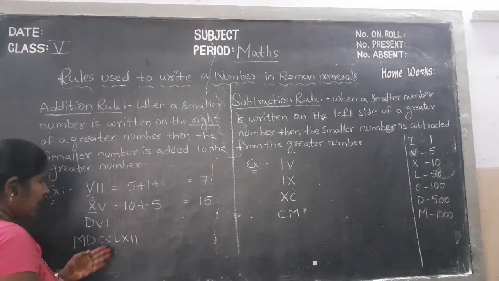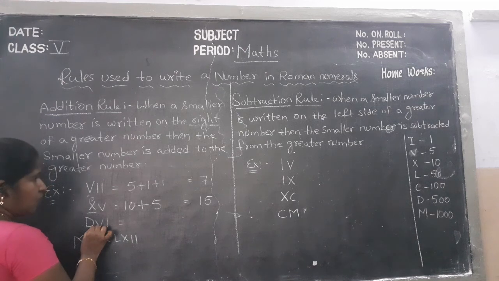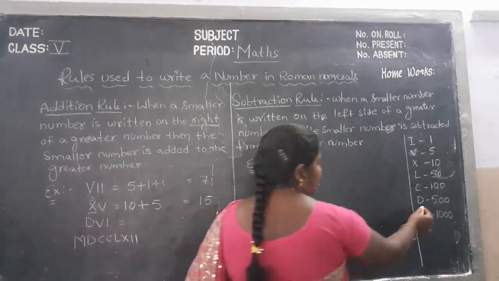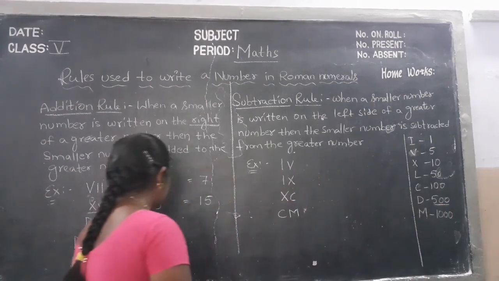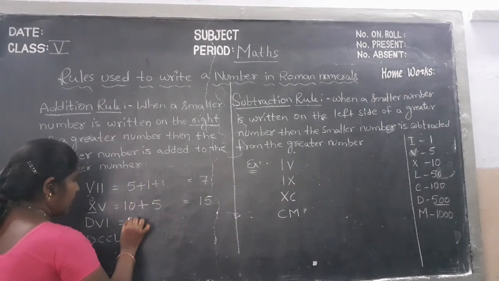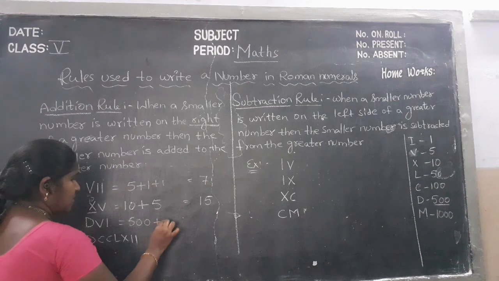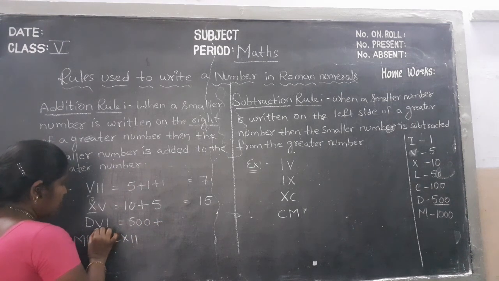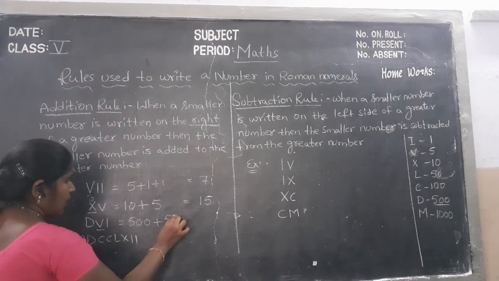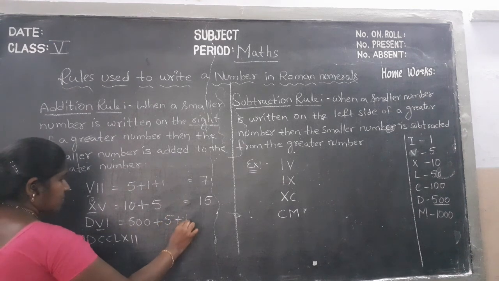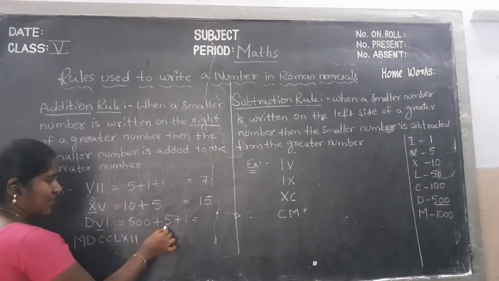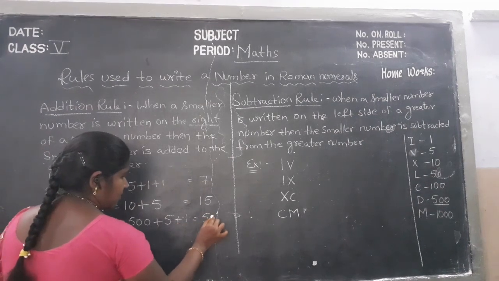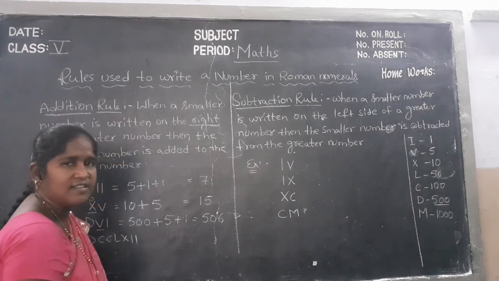Okay children. Next, D. What is the value of D? In Hindu Arabic, D means 500. So write here D, 500. The other Roman numerals next to it are only smaller numbers, so we should add here. V means 5 and plus 1. That is 500 plus 5, 505, plus 1, 506. The answer is 506.